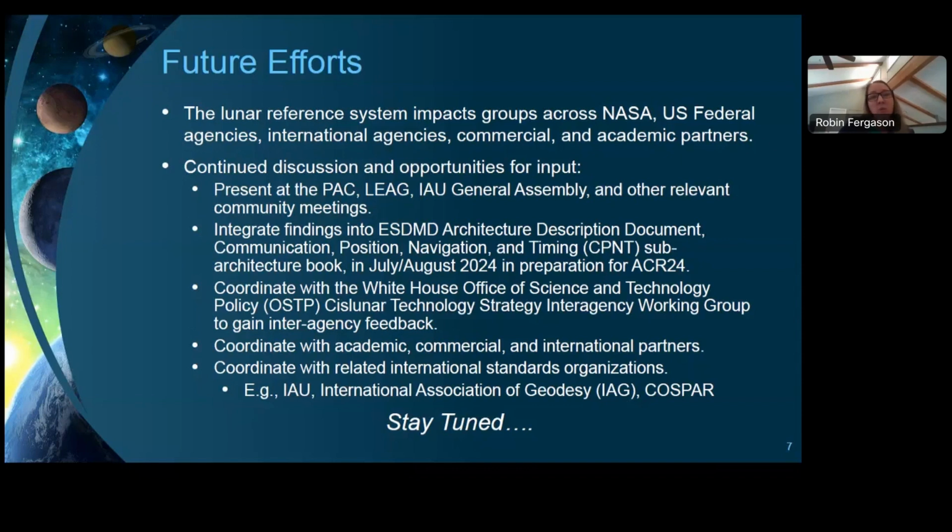And we also need to coordinate with the White House Office of Science and Technology Policy. Specifically, there's a Cislunar Technology Strategy Interagency Working Group, and that's a forum where we'll begin to have some interagency feedback in those interagency discussions. We also need to coordinate with our academic, commercial, and international partners, and with international standards organizations as well. So stay tuned and participate in these discussions as you're able and provide your feedback.